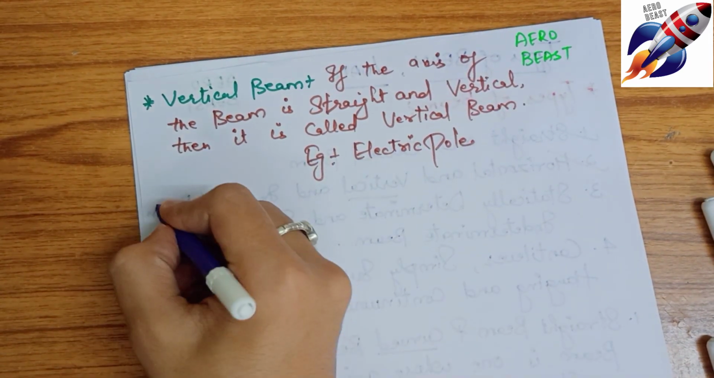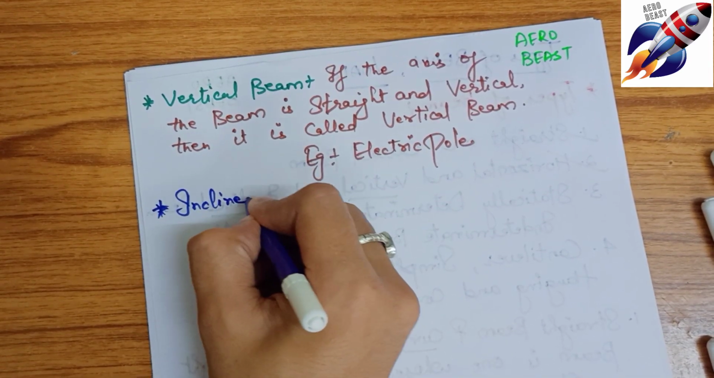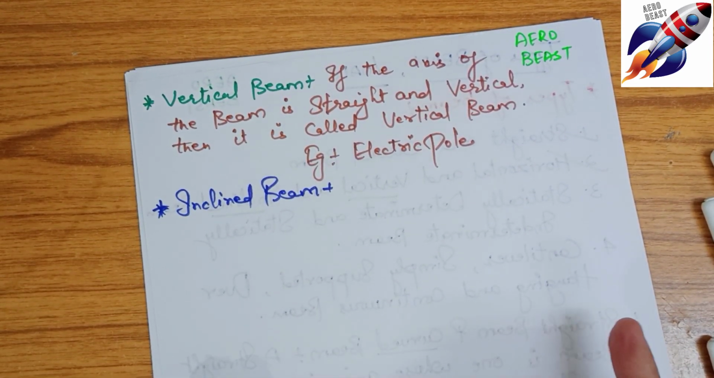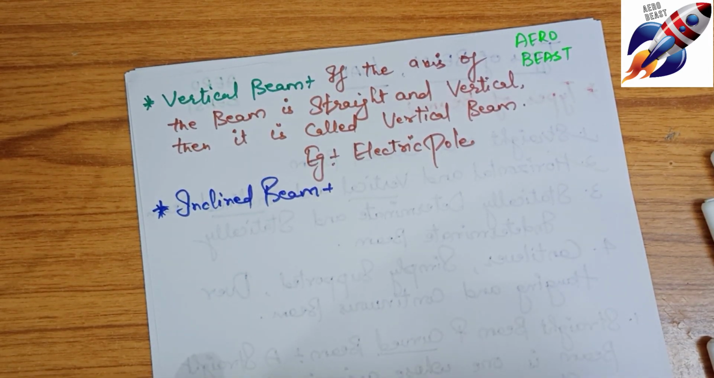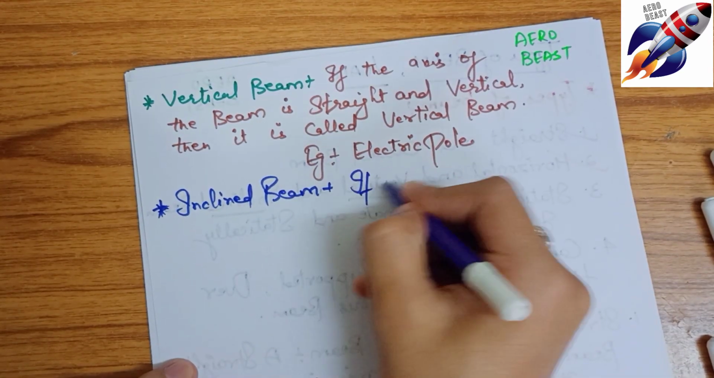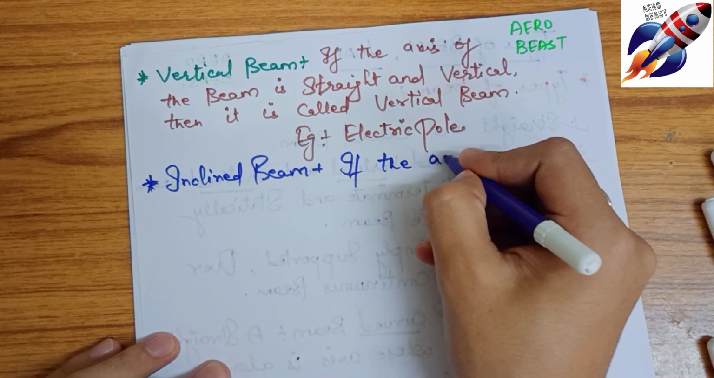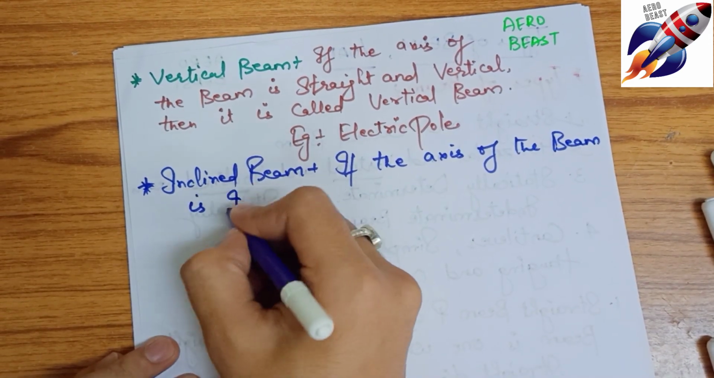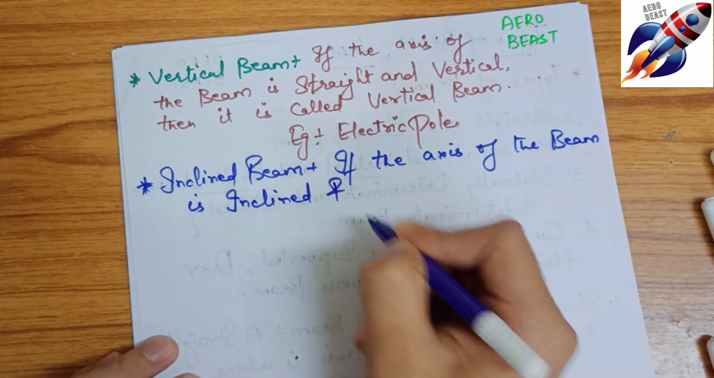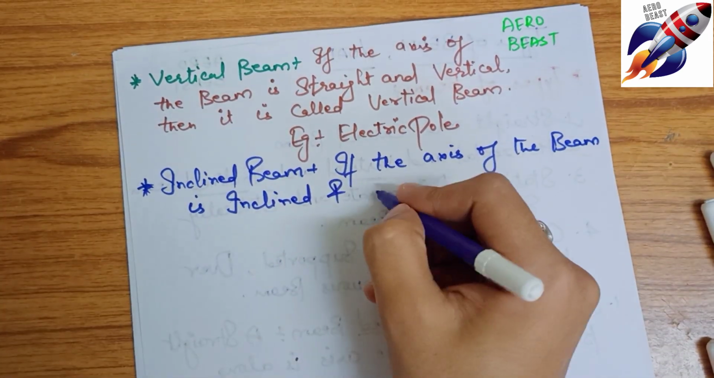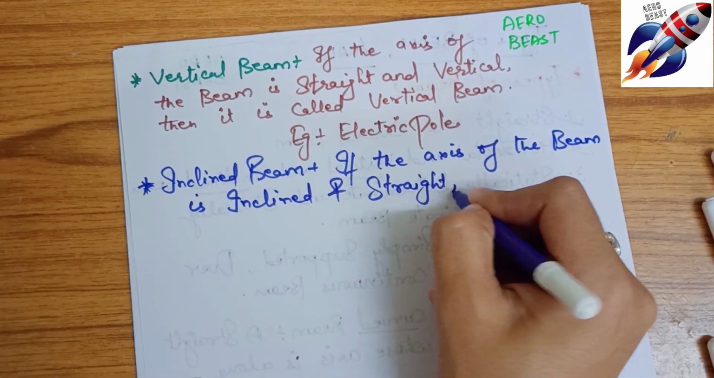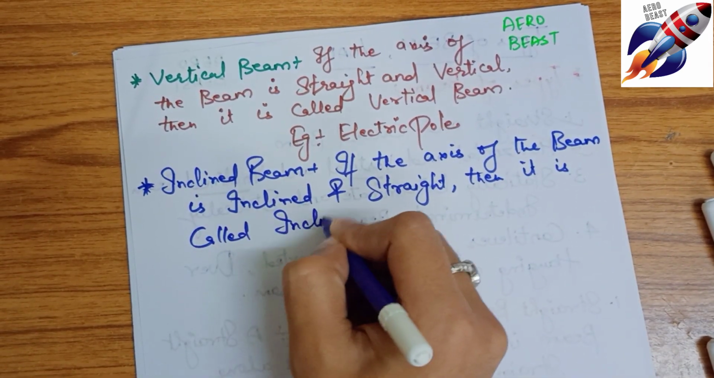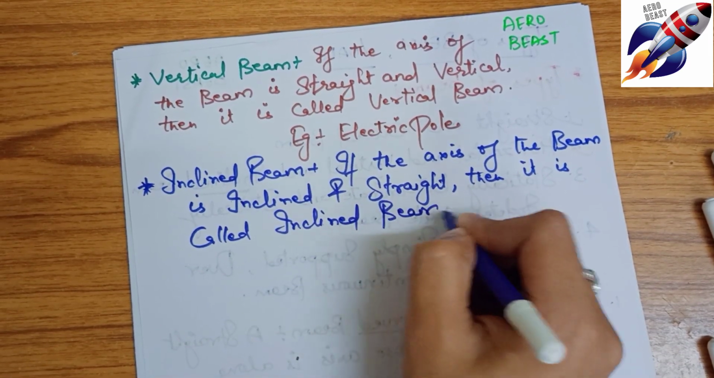So third one is inclined beam. If the axis of the beam is inclined and straight, then it is called inclined beam. So best example is ladder.